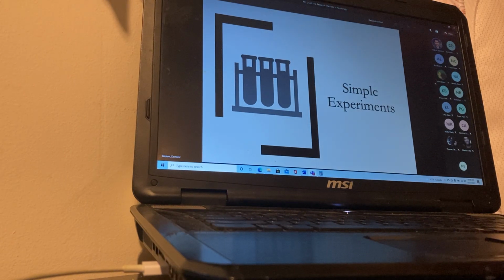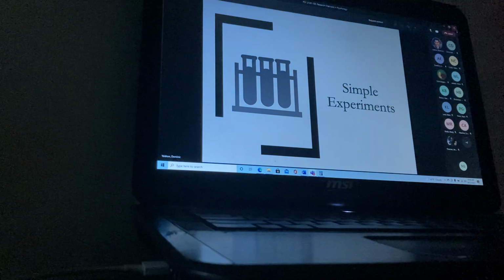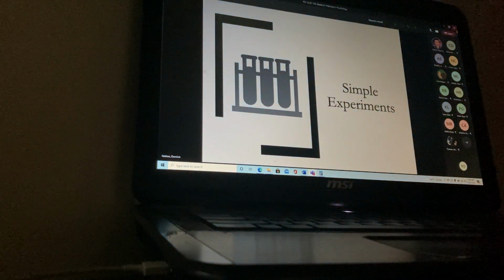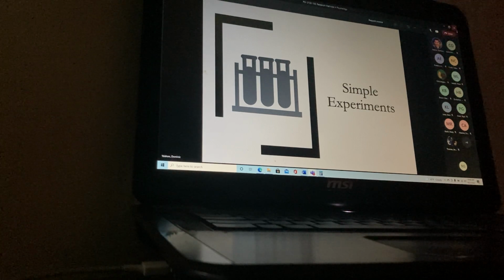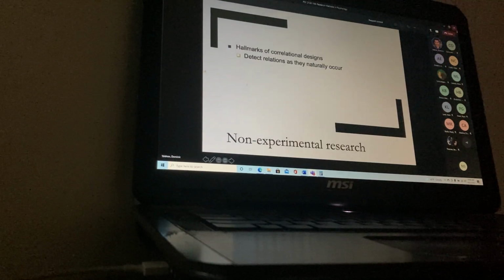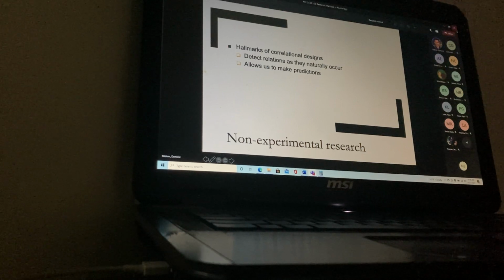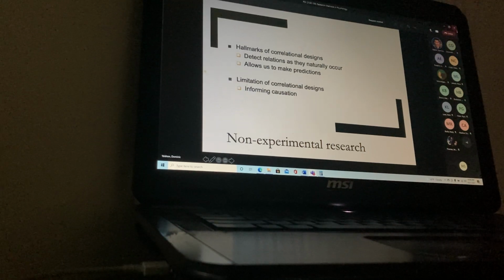Okay, so today we are discussing simple experiments. We've covered some non-experimental research. We've talked about simple correlational designs and multivariate correlational designs. And some of the hallmarks of those correlational designs: we can detect relations as they naturally occur. Those allow us to make predictions. So it's a good starting point for us.